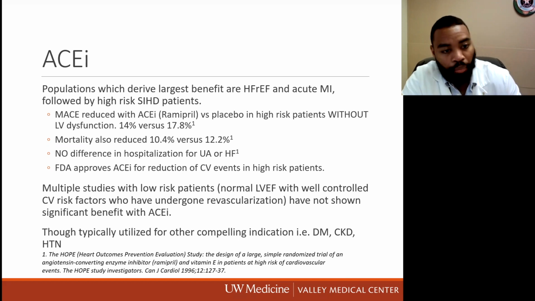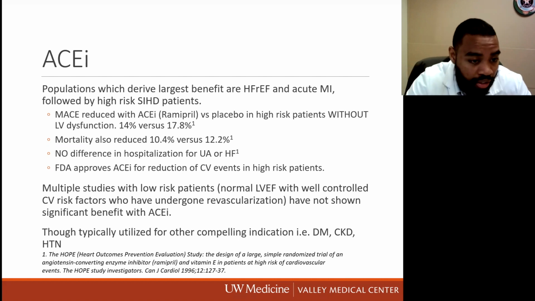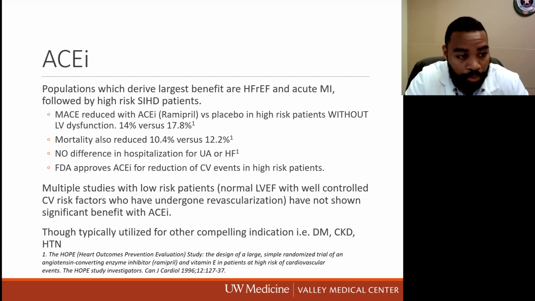And multiple studies with low-risk patients, including those with normal ejection fraction and multiple well-controlled CV risk factors who have been revascularized, have not shown a significant benefit with ACE inhibitors. So this is that situation where you have a patient who has no LV systolic dysfunction, they have CAD, they have the risk factors also for CAD, including hypertension, diabetes, and they're stable. These are the patients for whom there really hasn't been an appreciable cardiovascular benefit shown.